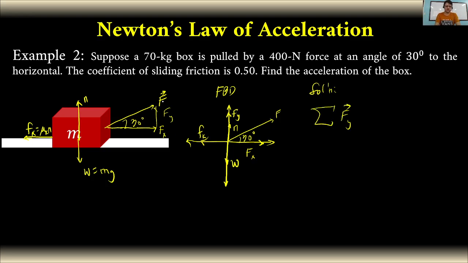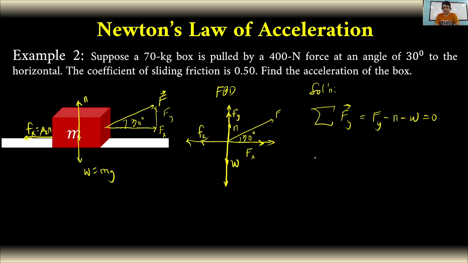Obviously, there is no motion with respect to the y because the box doesn't move vertically. So this is equal to, we have Fy, the component of the force with respect to the y, plus the normal force, which is positive, and minus the weight. And this is equal to 0 again because there is no motion with respect to the y-axis. And from here, we can solve the normal force.